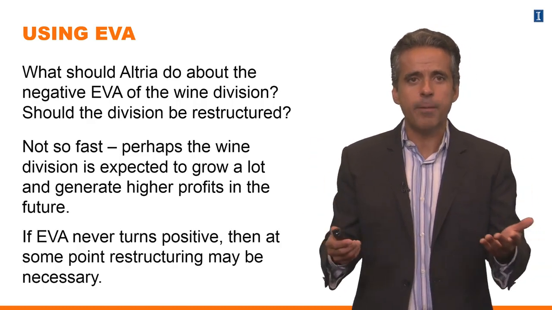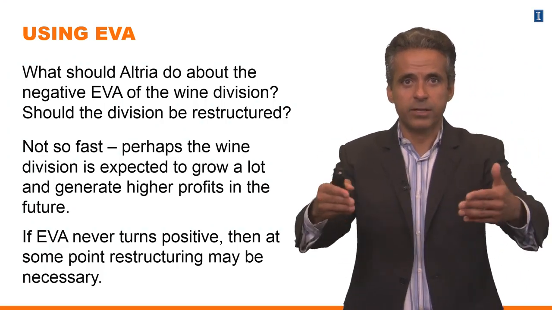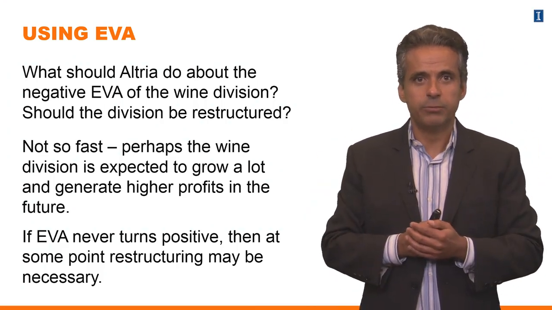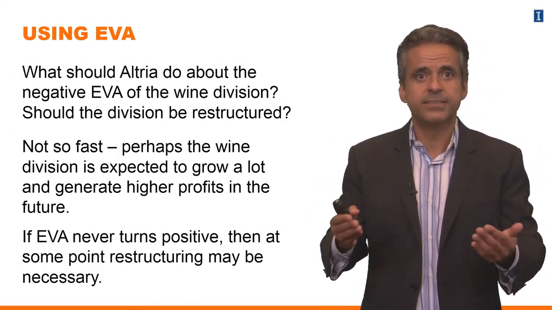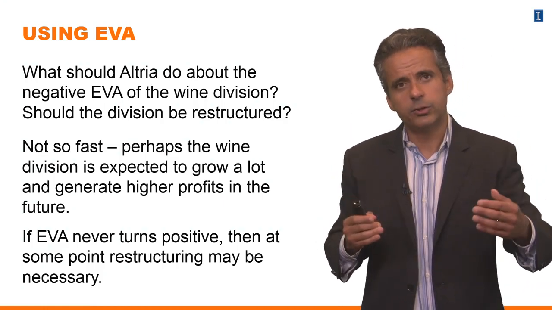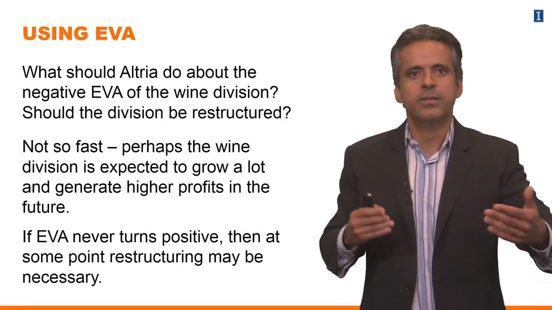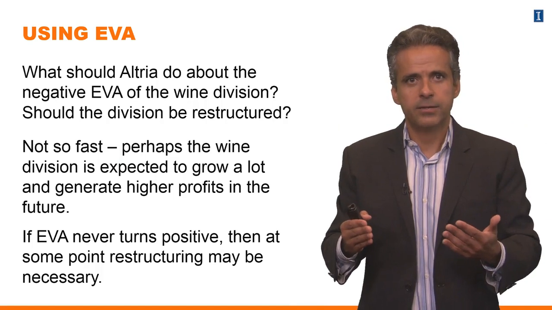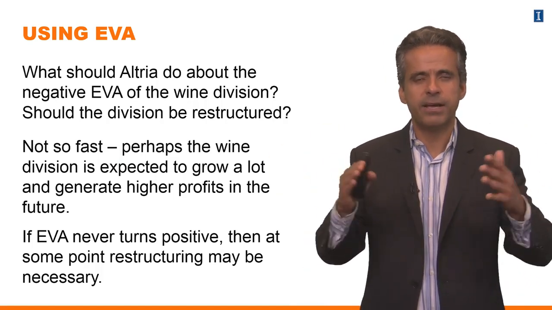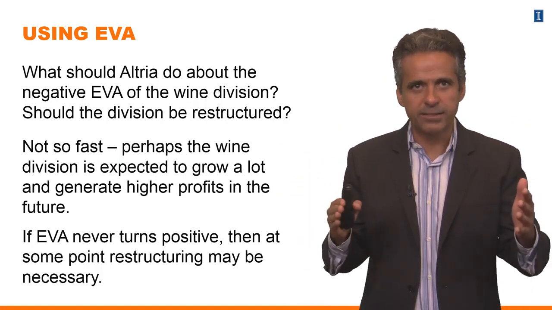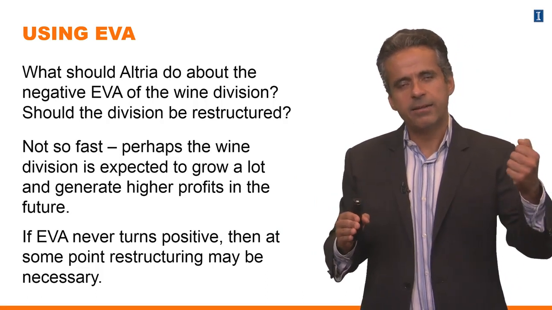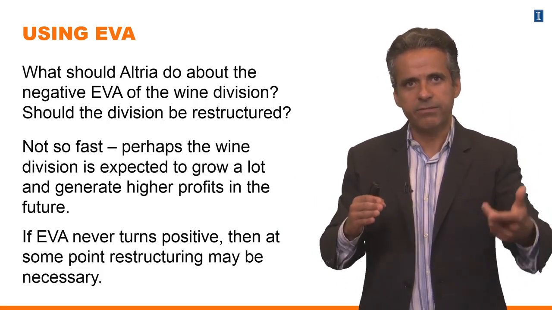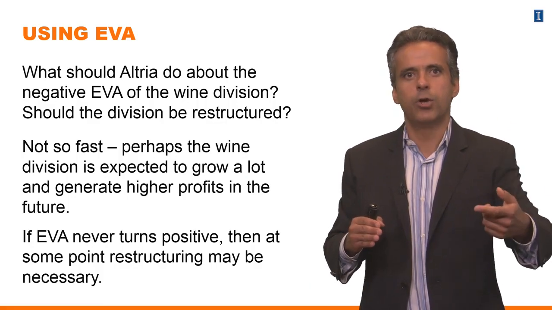If that never happens, right? If EVA never turns positive, then at some point a restructuring is necessary. Essentially, this means that that division is not creating economic value. Something has to be done, okay? So it's very useful information for a CFO, for a CEO, for the company as a whole to use EVA and be able to figure out whether a division or a project is contributing economic value or not.